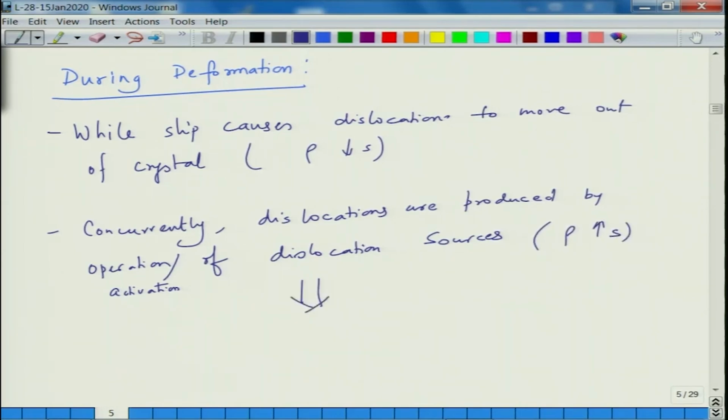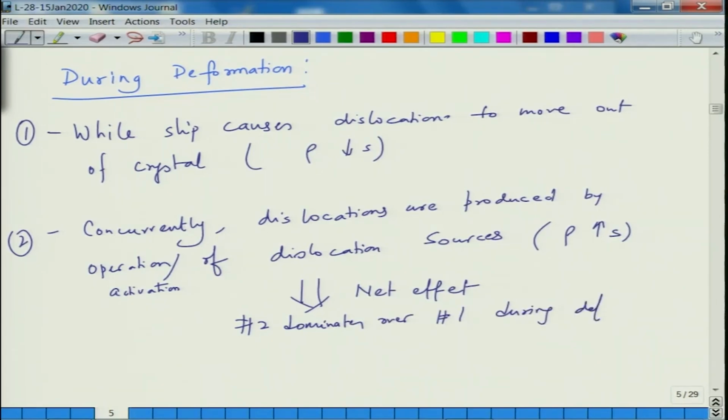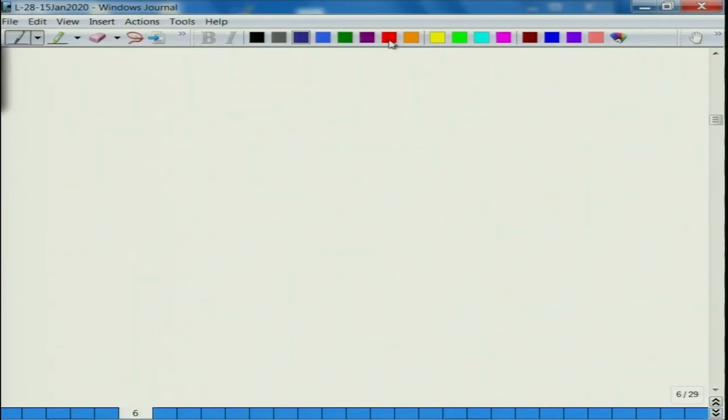So, the net effect is, this is number 1, this is number 2, number 2 dominates over number 1 during deformation. As a result, the net rho goes up. So, as a result, the dislocation density goes up. So, what are these dislocation sources now?